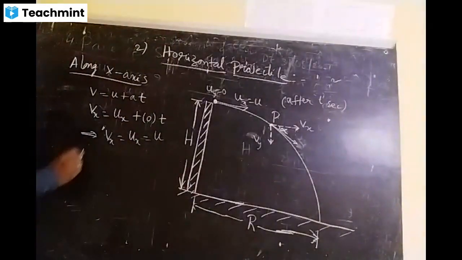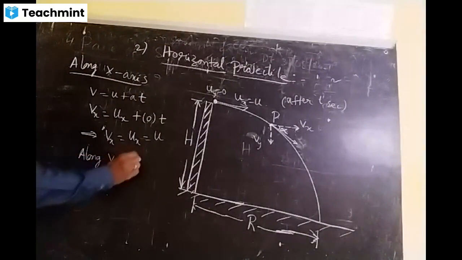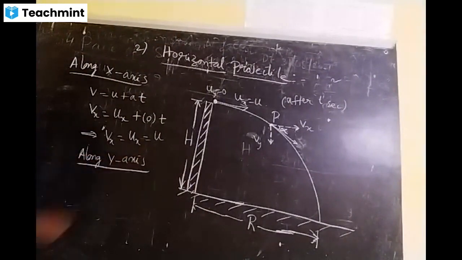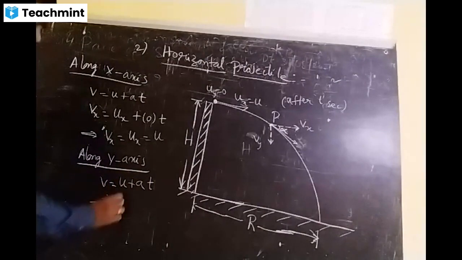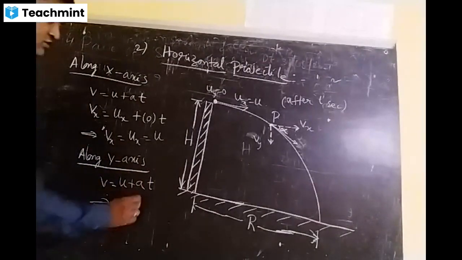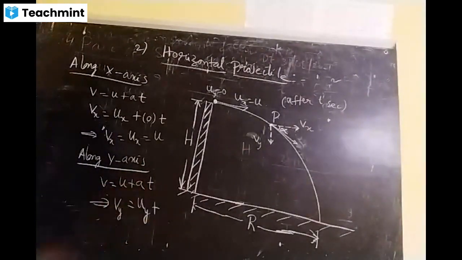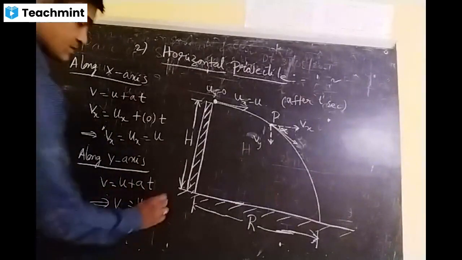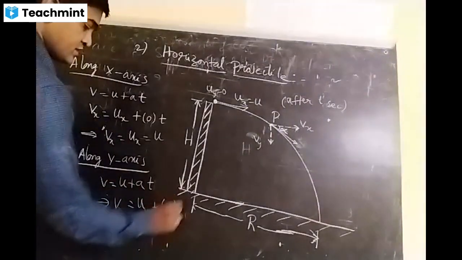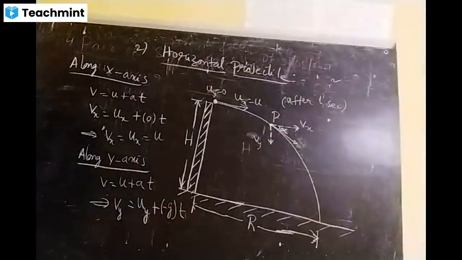What will we get along the y-axis? I'll use the same formula, V is equal to U plus AT. In place of V, what should I write? Vy. Vy is equal to Uy, plus, in place of a, minus g, into t. Minus g into t.